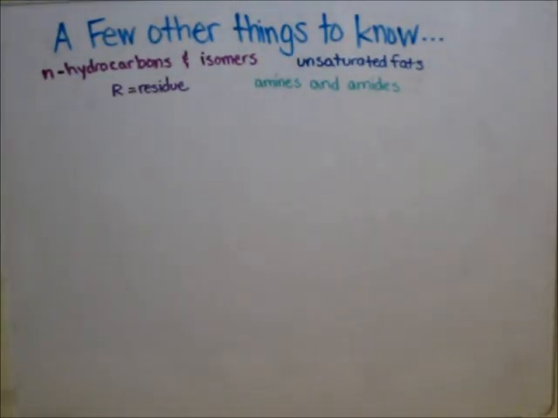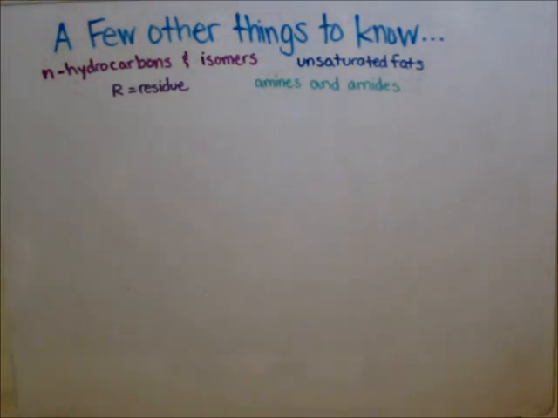Okay, we still have a couple more things to go over, a few other things that I left out, such as what an N in front of a hydrocarbon means and what isomers are, a little something about unsaturated fats, residue, and amines and amides. So we'll just go over that real quick before we start talking about functional groups.